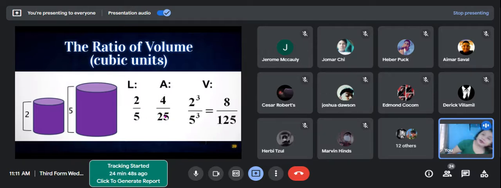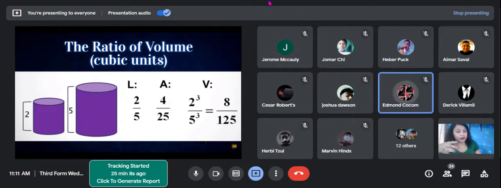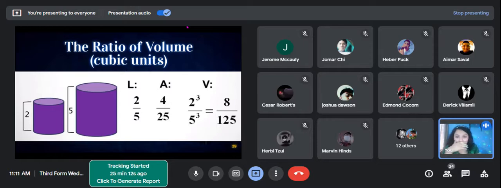But now when they're asking you for a volume ratio, they're telling you this is going to be 2 to the third power, so it's going to be 2 times 2 times 2. And then 5 to the third power, which is going to be 5 times 5 times 5. So everybody got this? Is it clear? Yes, miss. Okay.